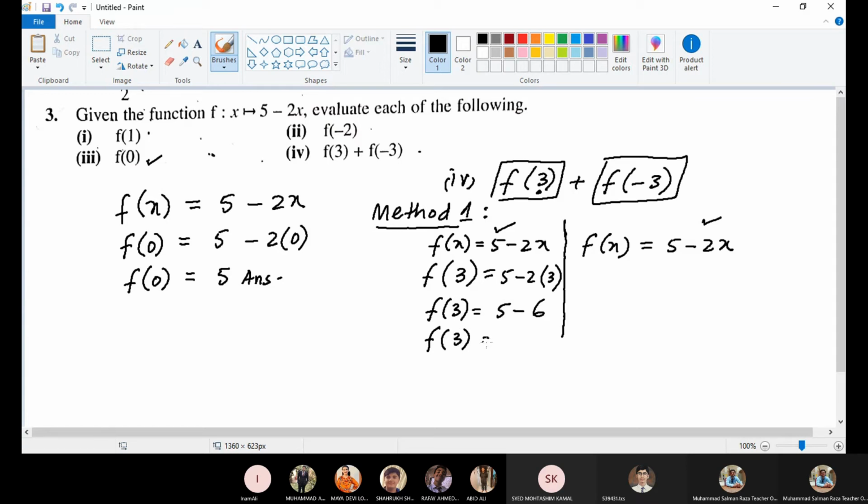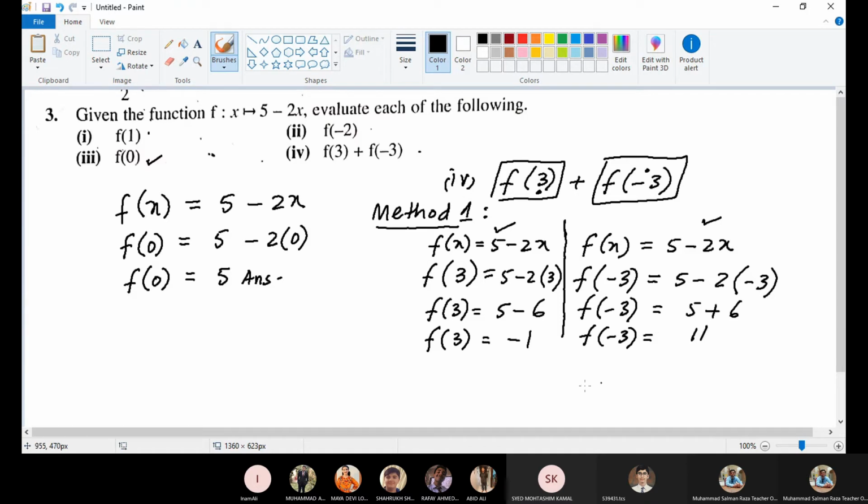And then it is going to be -1. Where this one is, I'll put this -3 now. So I'll do it like 5 into 2 into -3. And then it is going to become 5 plus 6, so it is going to become 11 over here. So now I got the answer of f of 3, which is -1.